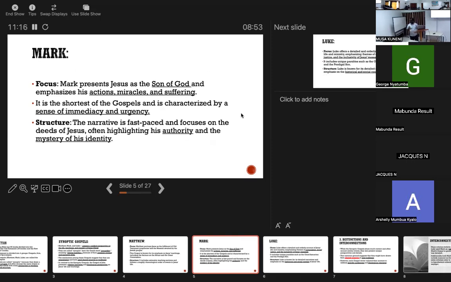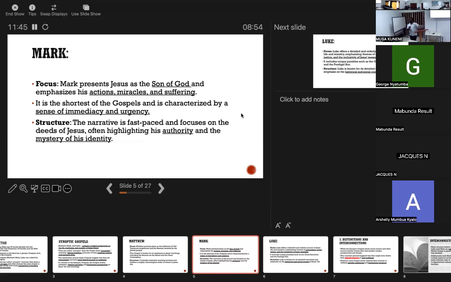When you read Mark, you will find that his focus is on presenting Jesus as the Son of God. And he emphasizes the actions of Jesus. He emphasizes the miracles. He emphasizes also the suffering of Jesus. His focus is on Jesus as the Son of God.